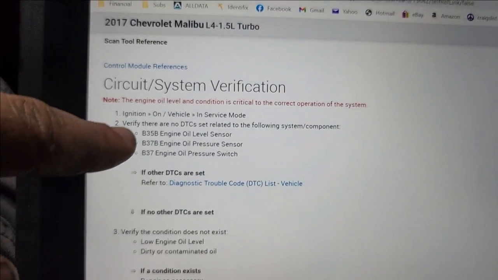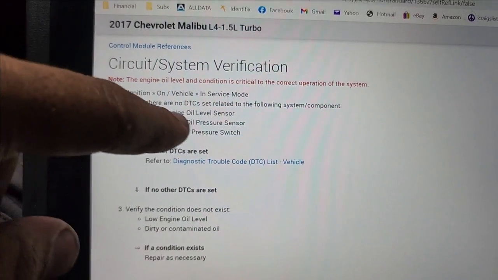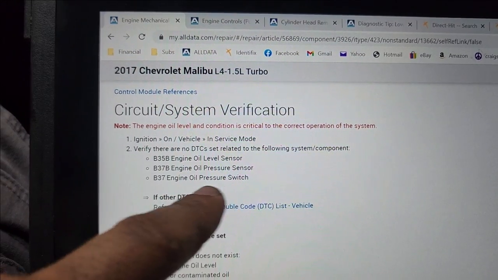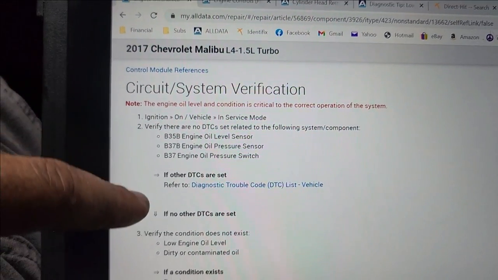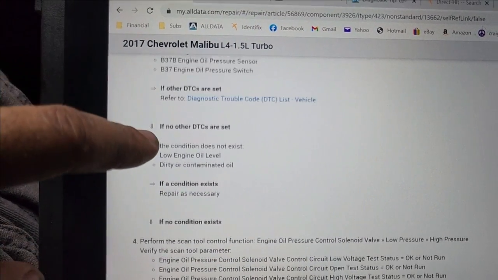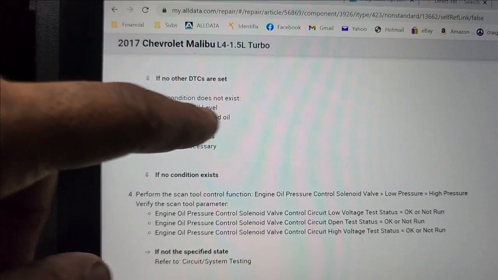So, ignition on, service mode. If you have any trouble in one of these components, oil level sensor, oil pressure sensor, oil pressure switch, any code, then you have to address that before going further. No DTCs, so verify condition.